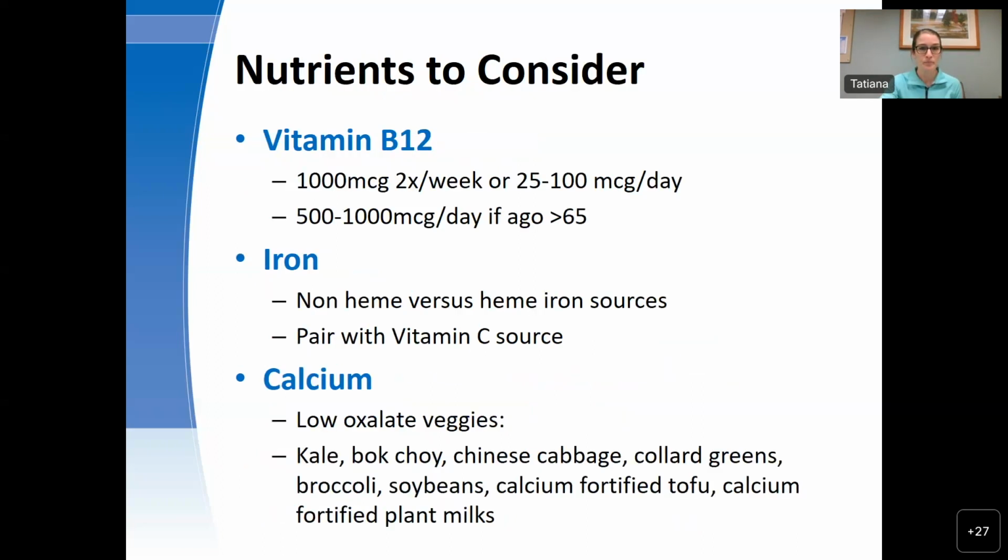What are some special nutrients to consider? Because it's really common for folks to say, well, if I'm not eating meat or I'm not drinking milk, I'm not going to be getting enough calcium, I'm not going to get enough protein.